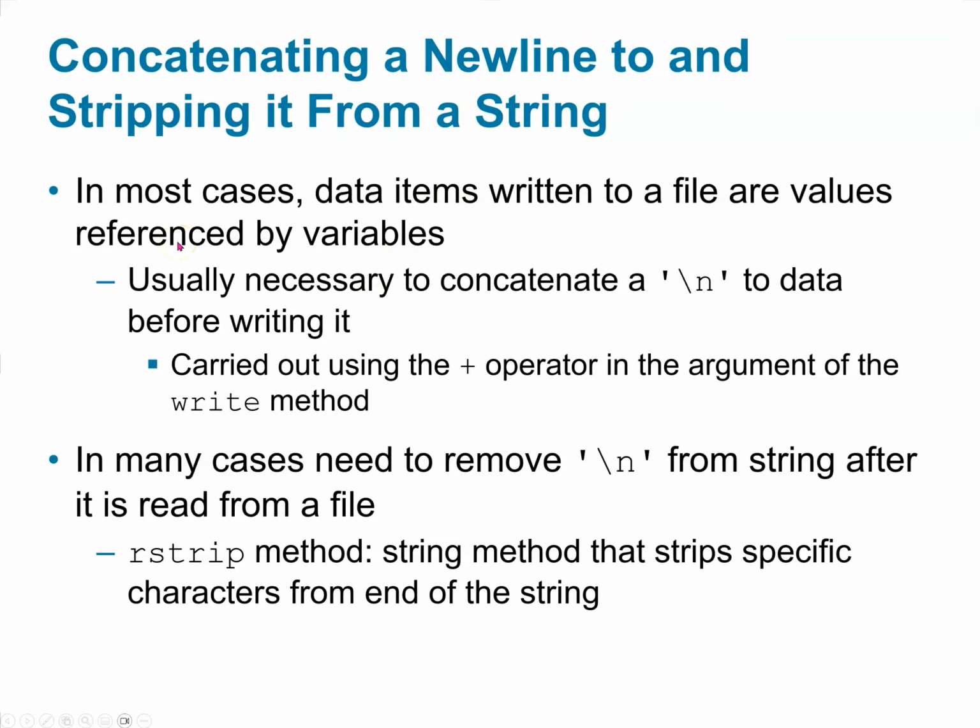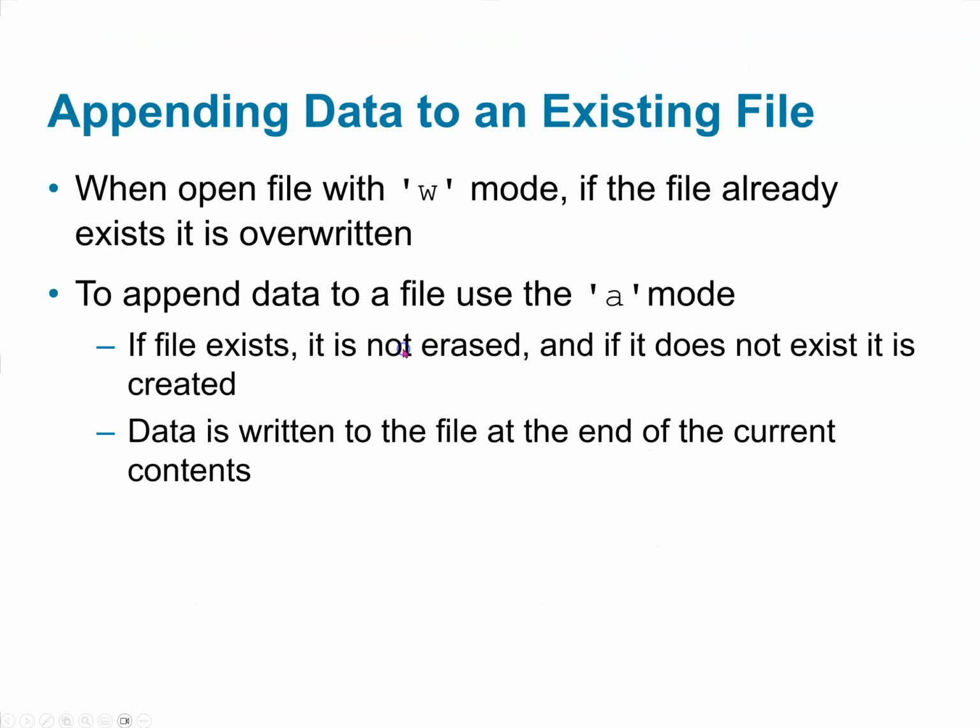How do we add or remove a newline? In most cases, data written to a file are values referenced by variables. It's usually necessary to concatenate a \n to data before writing it. This is carried out using the plus operator in the argument of the write method. In many cases, we need to remove it, and you use the strip method.